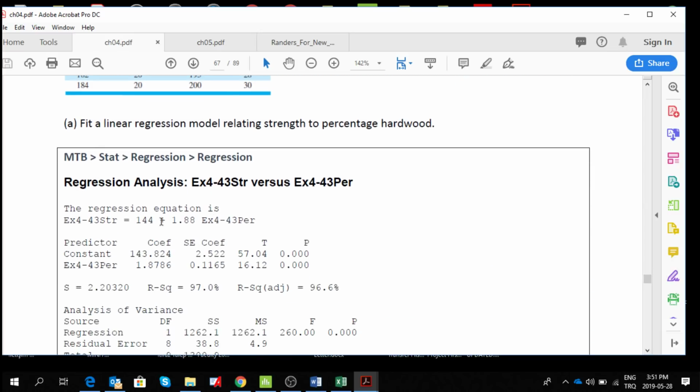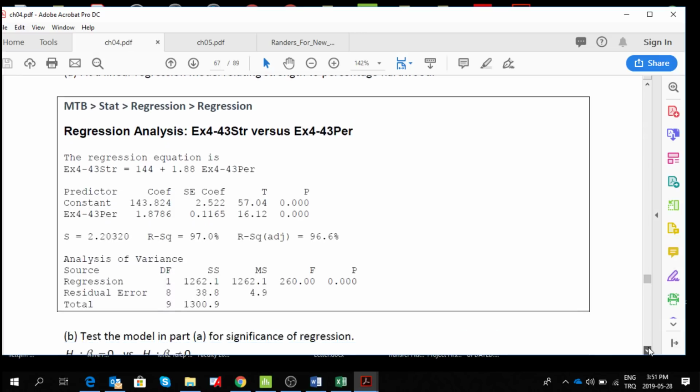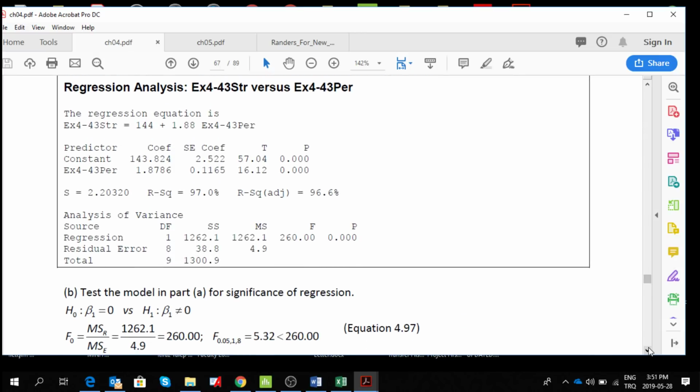So this is the regression equation that we get. We have some more information here: the predictor and the constant. This is the constant value, 144. We get the coefficients 144 and 1.88, and this belongs to the x value. The standard error coefficients are given. The standard error coefficient with respect to the x variable is this, and the constant is this. T values and p values are here.